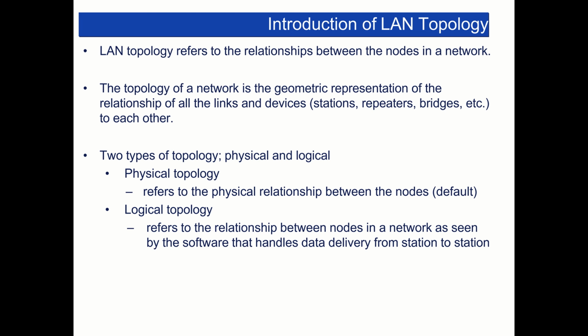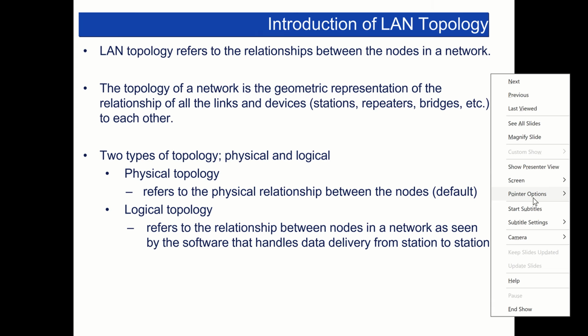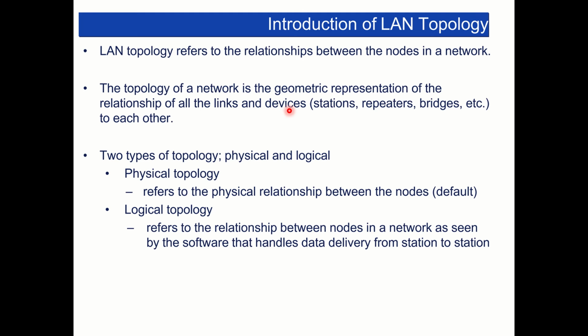So what it means by LAN topology refers to the relationships between the nodes in a network. So in terms of visual representation, the topology of a network can be represented using geometric representation of the relationship of all the links and device, that is station, repeaters, and also bridges. Bridges here means the switches.